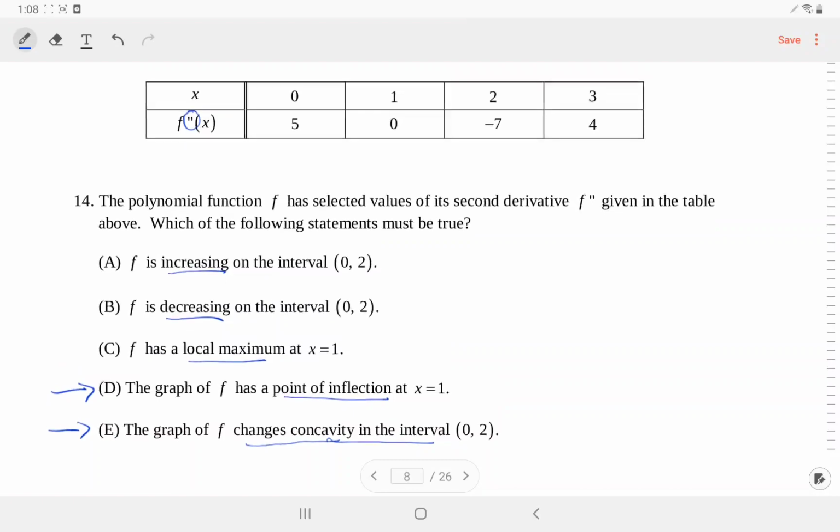So let me make a second derivative number line. Now it's saying at 0, it's positive. And at 1, it's 0. And at 2, it's -7. And at 3, it's +4.